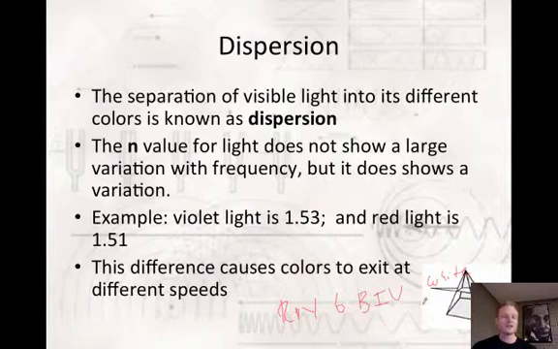Well, basically, the n value of light does show a small variation with frequency. Okay, so red light has a lower frequency than, say, purple light, which has a higher frequency. And so there's a little bit of a difference in the n value. So the n value of, say, violet light is 1.53, and the n value of red light is 1.51. That small difference in the n value causes the light to exit this prism at different speeds, and that different speed causes the light to disperse into various colors. Okay, so keep that in mind, because that is going to be the key to a rainbow's formation.